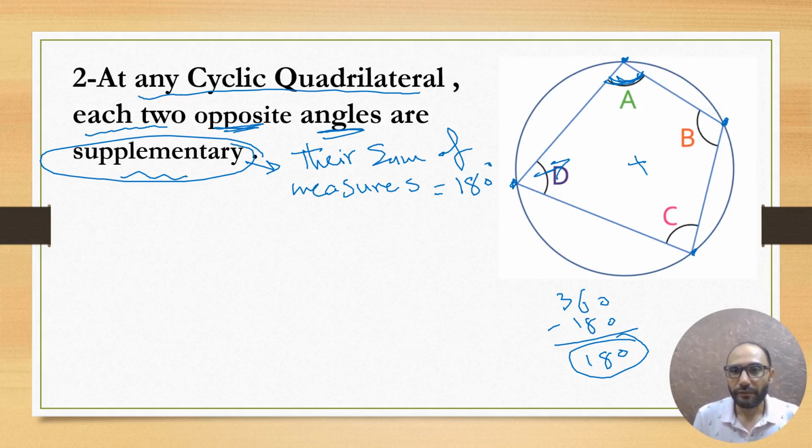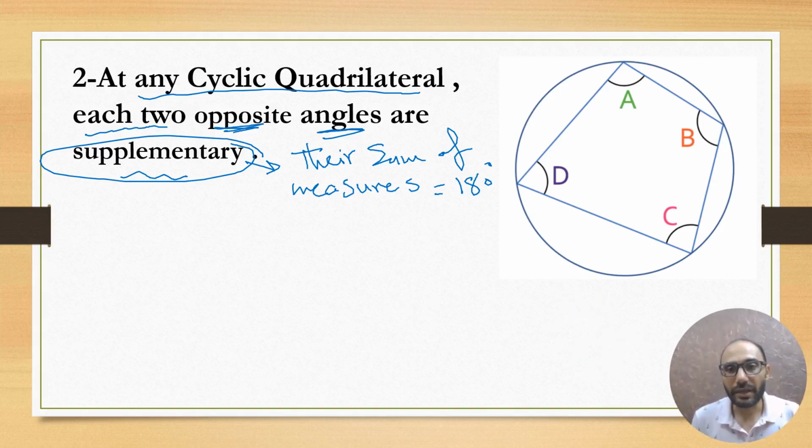Okay, now we can deduce from this that if there are two opposite angles in any quadrilateral whose sum is 180, or supplementary, that means this quadrilateral must be a cyclic quadrilateral, or there must be a circle passing through its four vertices. And let's discuss together why, if the sum of each two opposite angles is 180 degrees, it must be a cyclic quadrilateral.